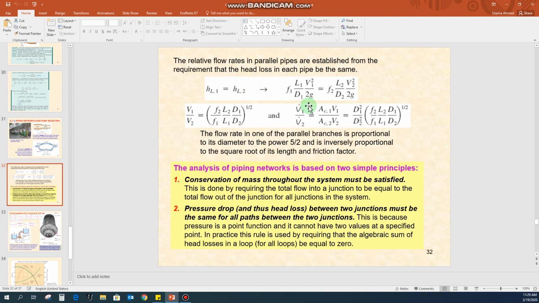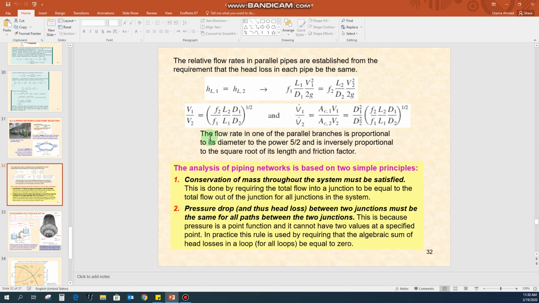So for the head loss in the first segment, we have the equation for the major head loss, and for the second segment, we can have an equation for the head loss in the second segment. Now we can simplify and rearrange this equation in the form of velocity, V1 divided by V2, and on the right hand side you have the rearrangement of the equation. We can also write this equation in terms of the volumetric flow rate. So we multiply the left hand side and also the right hand side with the cross sectional area, so we get the equation in terms of the volumetric flow rate, and on the right hand side we have this equation.